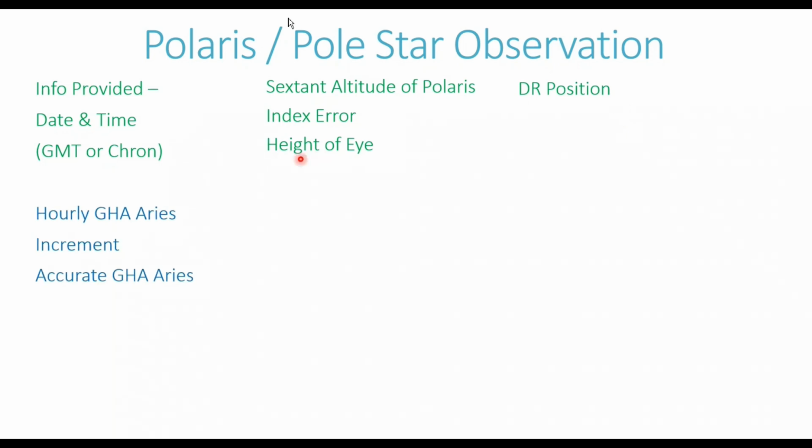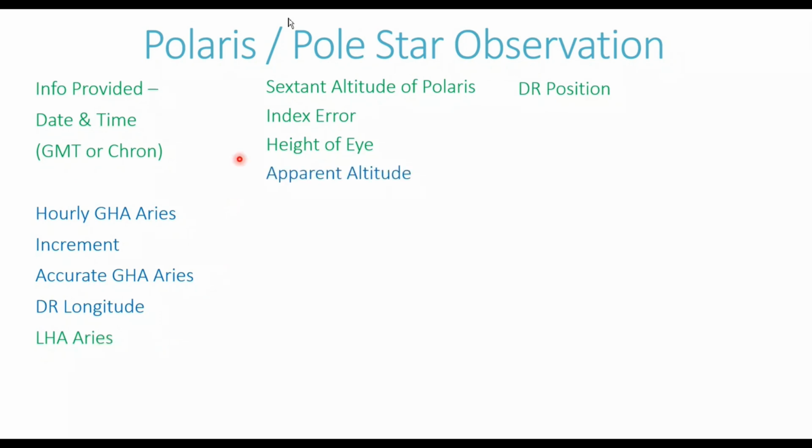Now the method to obtain the PL, we first calculate or find out the almanac information. GHA hourly value increment gives you the exact GHA of Aries. Once you apply the DR longitude to it, you will get the LHA of Aries. LHA of Aries is what is required to enter into the Polaris tables.